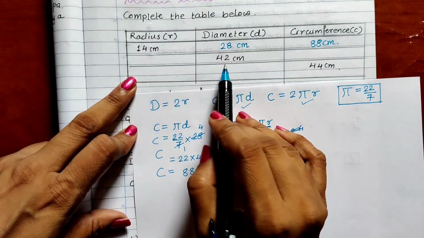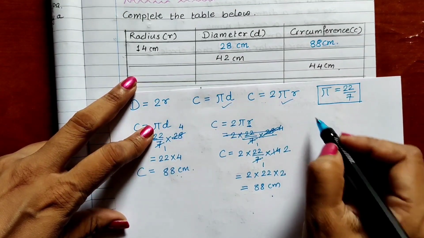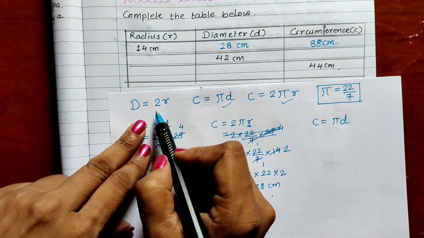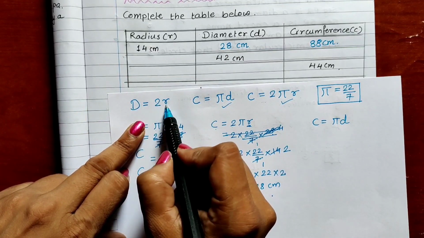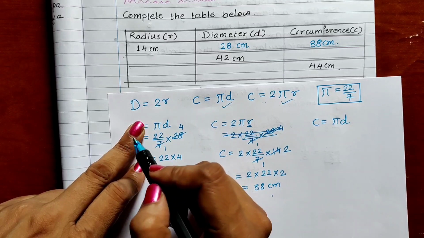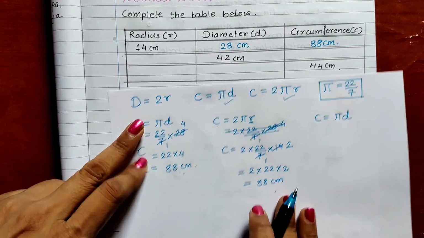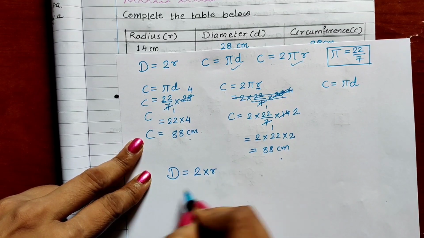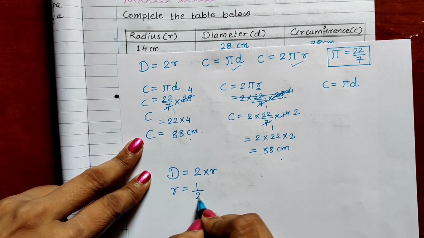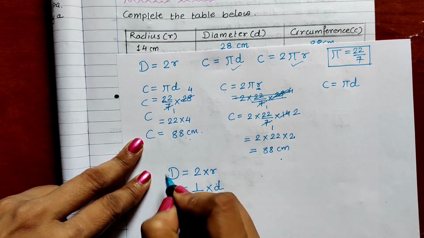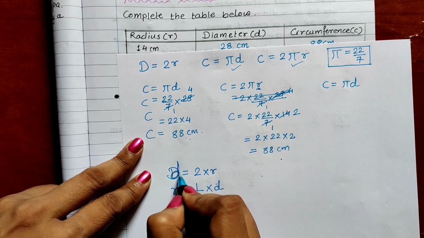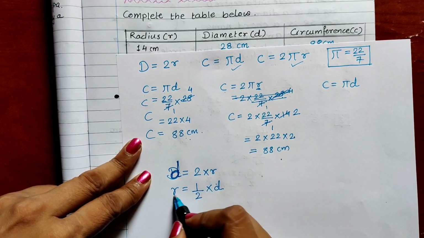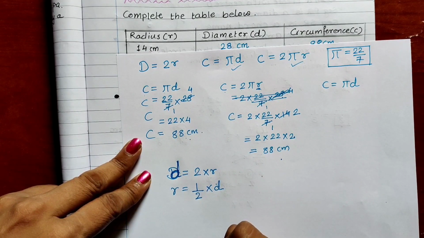So for circumference we can apply the formula C is equal to pi d. Okay. And for radius, what should be done? As diameter is double the radius, that means radius will be half of the diameter. If diameter is 2 times radius, then radius will be half of the diameter. Okay, always keep this in mind. If diameter, I am writing small d, is 2 into r, then r will be 1 upon 2 into diameter.